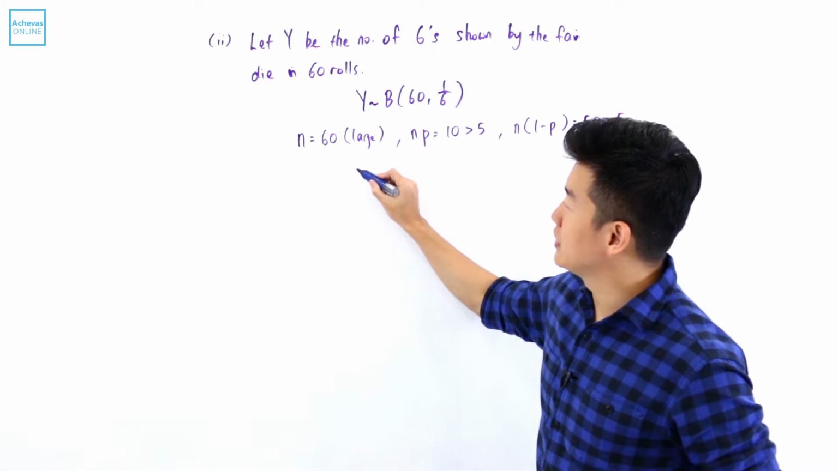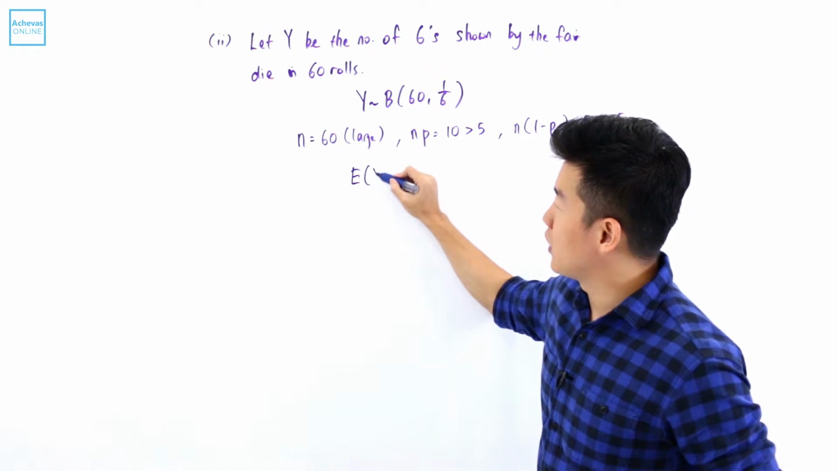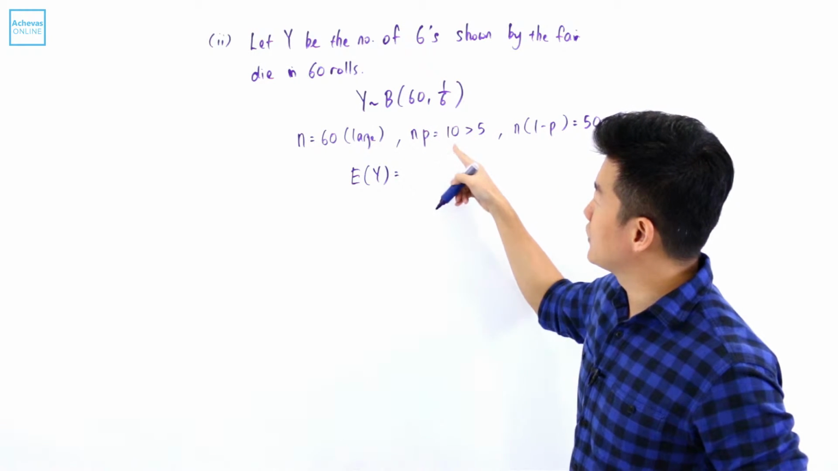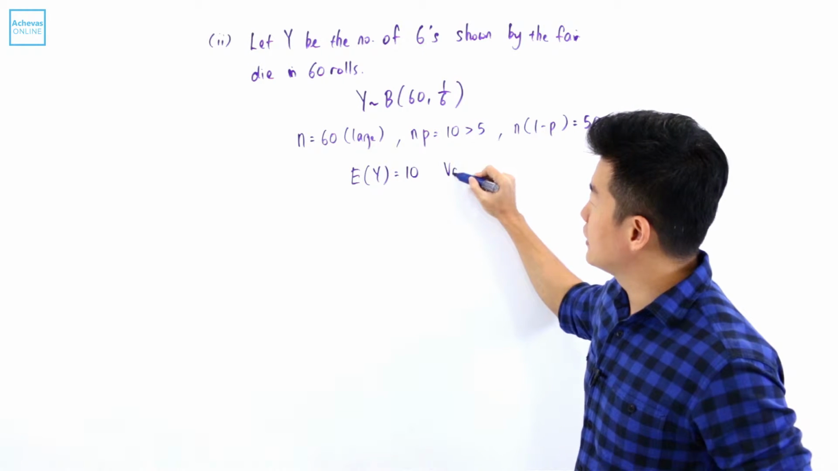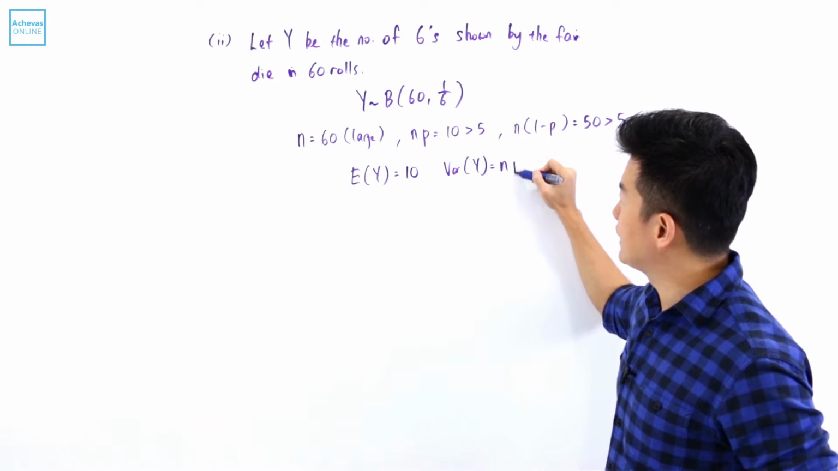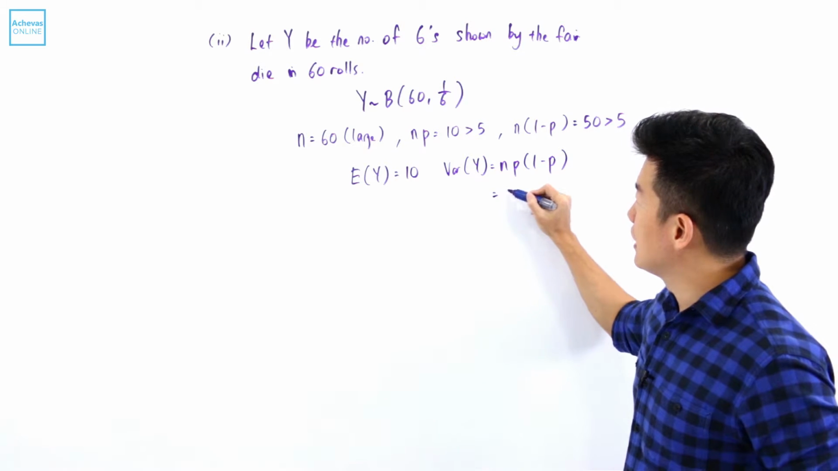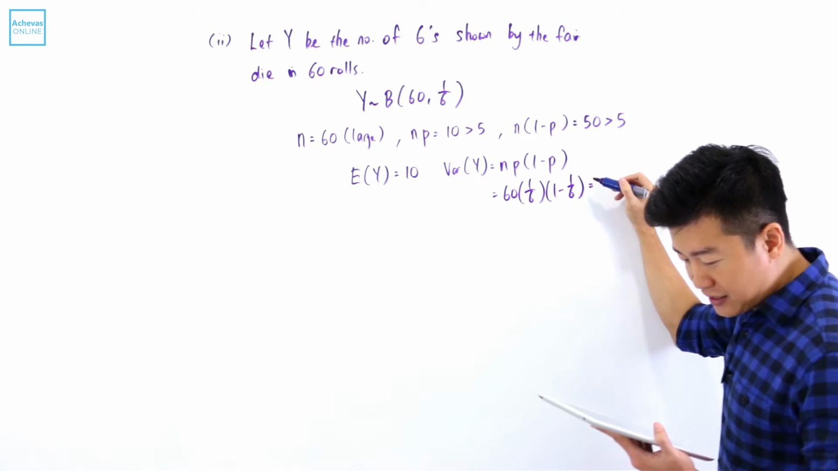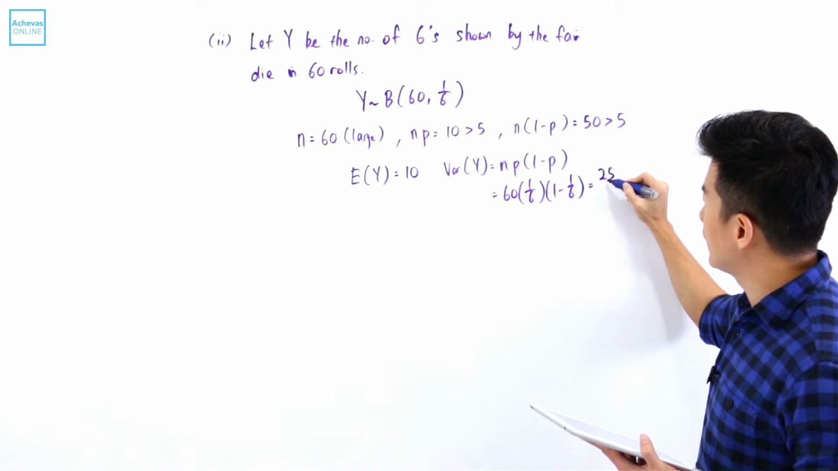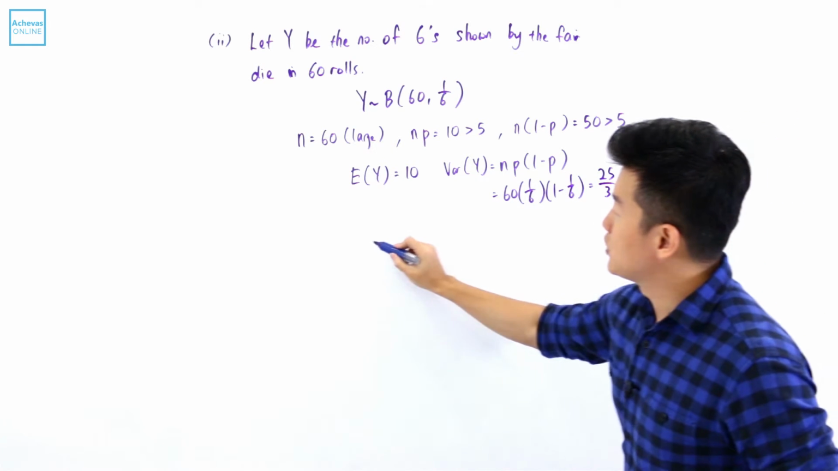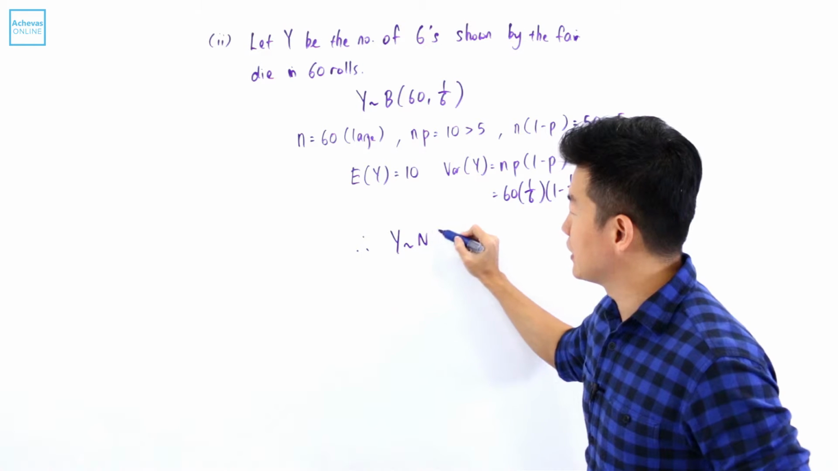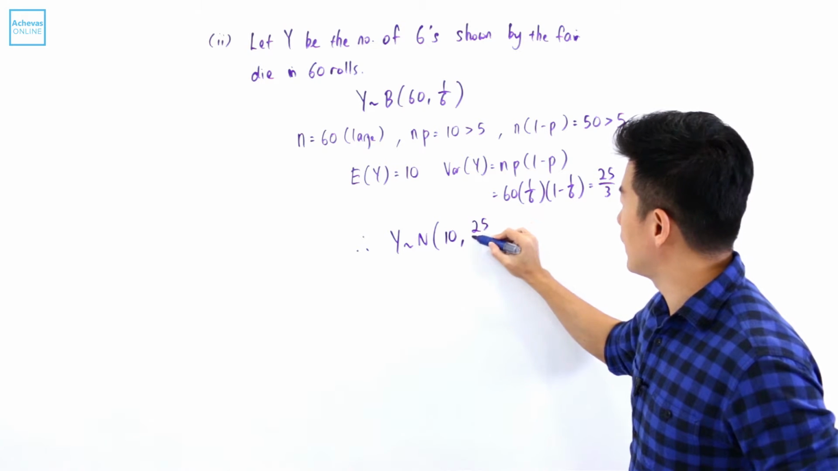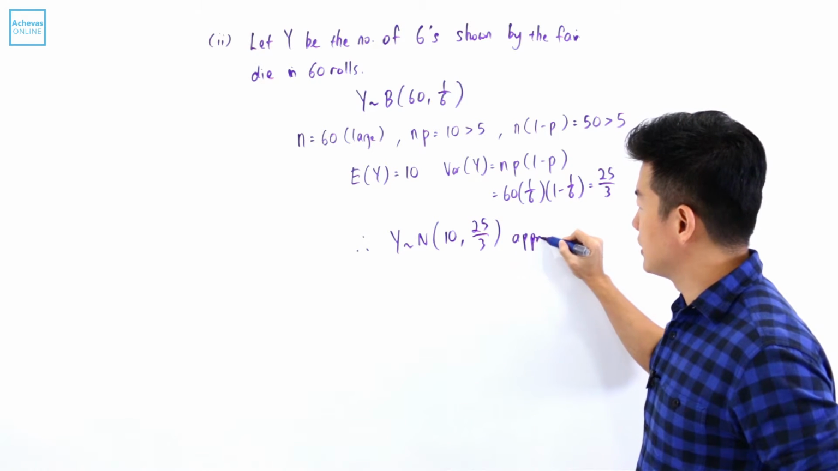And for that normal distribution, it is going to need an expectation of Y, which I'm going to get from the binomial distribution here. It is n times p, 60 times 1 over 6, which is equal to 10. And I need to get the variance of Y, which is n times p times 1 minus p. It is 60 times 1 over 6 times 1 minus 1 over 6, and this is equal to 25 over 3. Which means that Y can now be approximated as a normal distribution with a mean of 10 and a variance of 25 over 3 approximately.